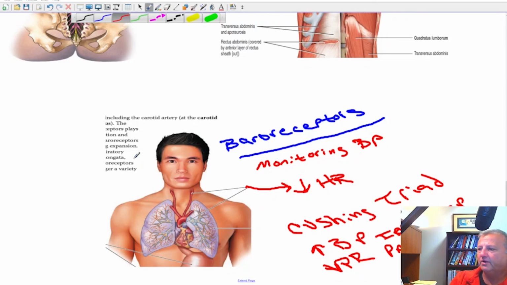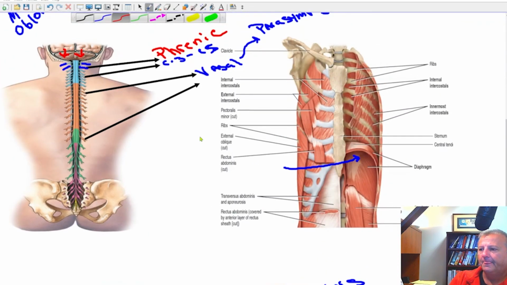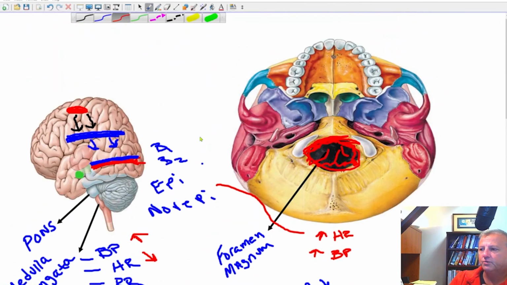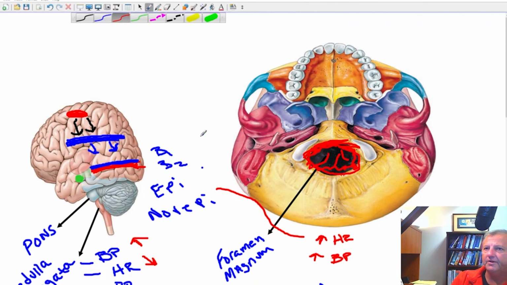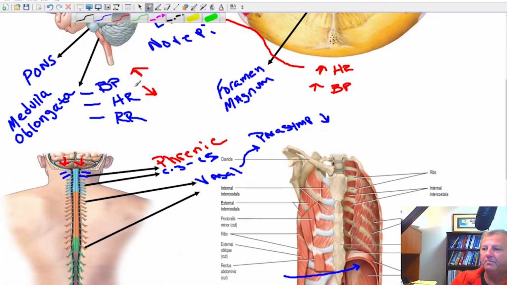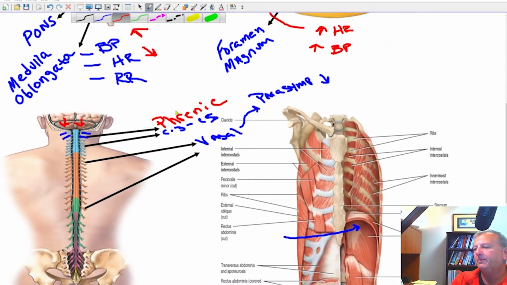Because if you're asked a question on registry about what's wrong, is it increased intracranial pressure? Is it this? Now look for the blood pressure being high, pulse rate being low, and an irregular respiratory pattern.